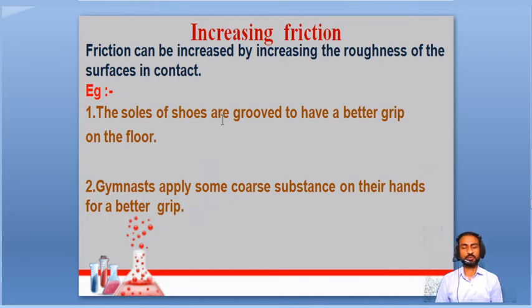Soles of shoes are grooved to have a better grip on the floor. That is the reason someone of you asked the question, why do athletes use spikes on their shoes? To increase the friction, or to increase the grip. Then gymnasts apply some coarse substance on their hands to lift the weight. I think you are familiar with this, because most of you are athletes also.